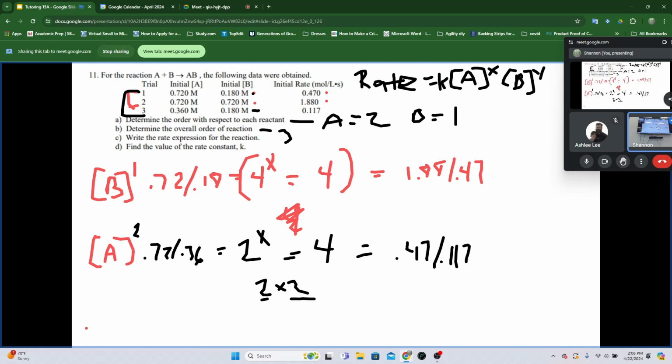Okay, so pick a trial, whichever trial you think is the easiest to plug in the numbers for, and plug your rate, concentration B and concentration A into the equation. And then you fill in the x and the y based on what you just figured out. You done?